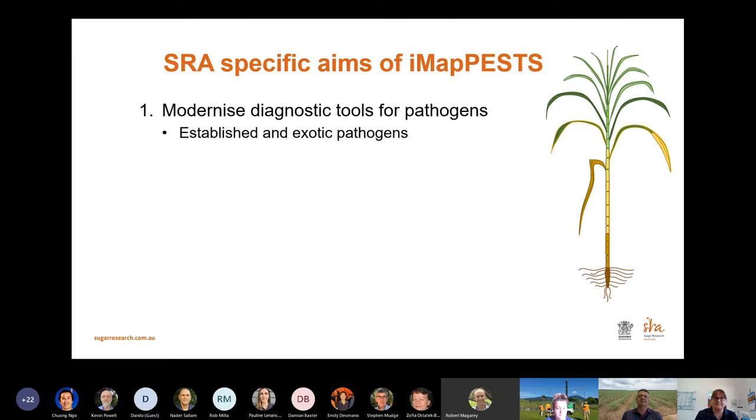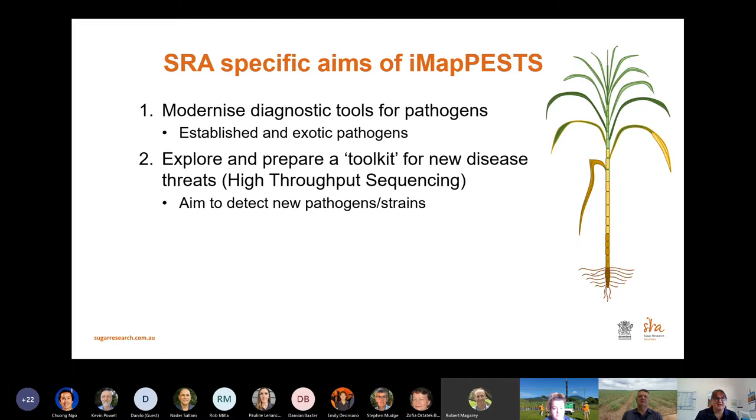Secondly, is to look at high throughput sequencing, which Shaq has said is already used in the iMapPESTS project as well. But we want to get a toolkit that would be specific for sugarcane and looking at new diseases, or multiplexing disease diagnostics, looking at different strains where specific tests may fail.